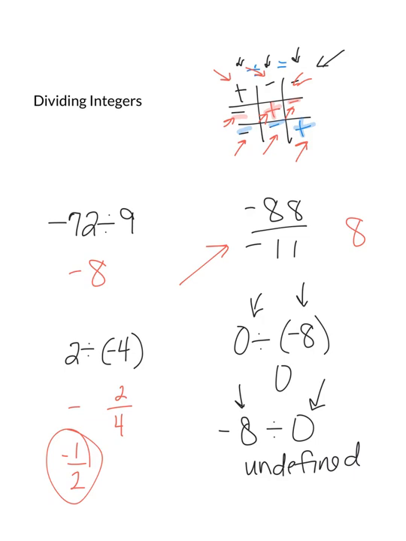So dividing integers, just like multiplying integers, you can just follow those rules and then you just divide like you normally would divide. Just watch out for your zeros, and remember 0 divided by any value is 0, but a value divided by 0 is considered undefined.